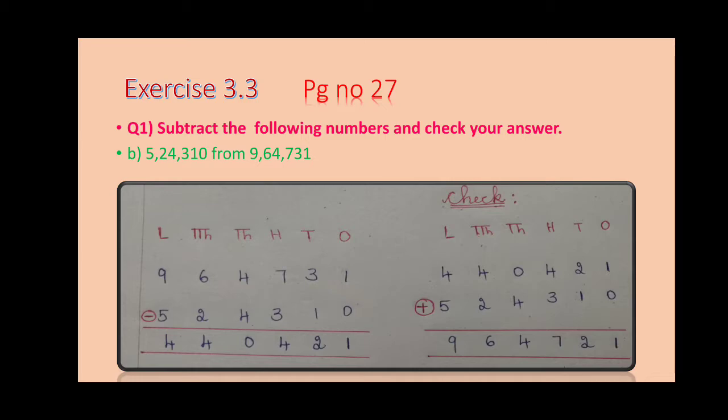first you have to write 9,64,731. Look into the screen now. Left side one you see. First we have to write 9,64,731 and then down. So that would be your minuend. And what is your subtrahend? Your subtrahend is 5,24,310. Now you do the subtraction.